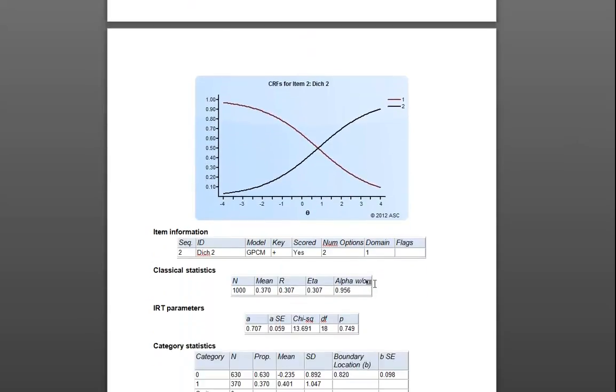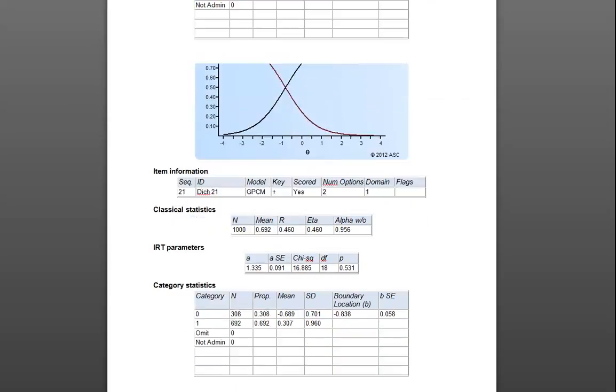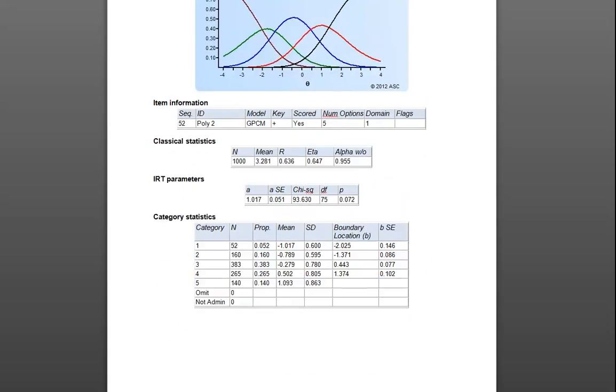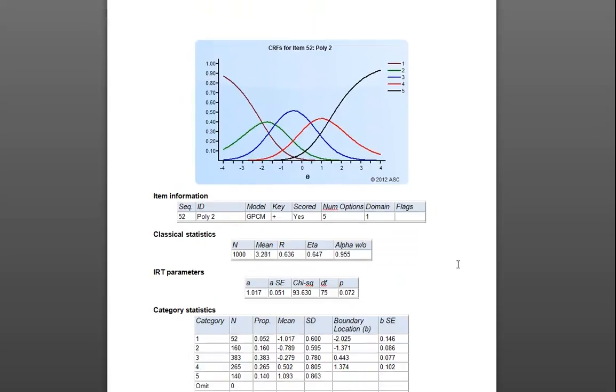So we've already talked about these dichotomous items. You can see these graphs now not only produce the item response function going up, but also produce the 1 minus item response function going down. But let us move to the polytomous items. It's here, item number 52 is a polytomous item.